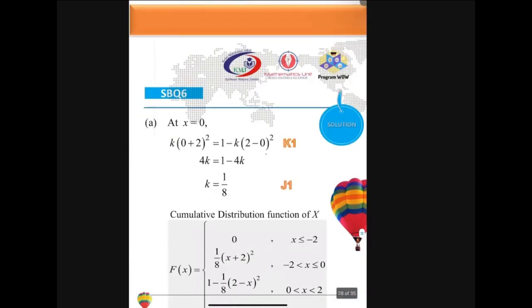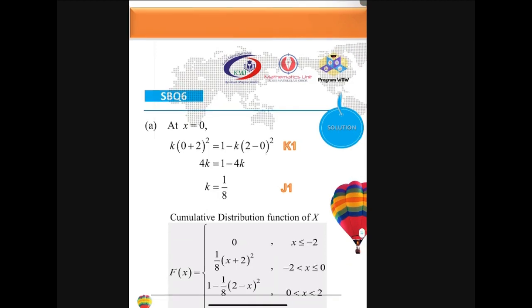Okay, I use the value at x equal to 0. So from those two, I just equate F(0), meaning I input F(0) in both intervals and equate them up. From there, we get K is 1 over 8. Okay, settled with the first question.